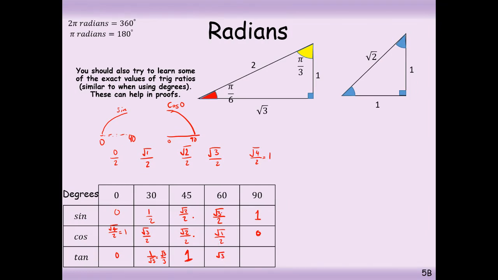These two fractions divided by each other cancel away, and you're left with square root of 3. For 90 degrees it's undefined, so that goes to infinity. There's no definition for that. All right, let's go on to the next slide.